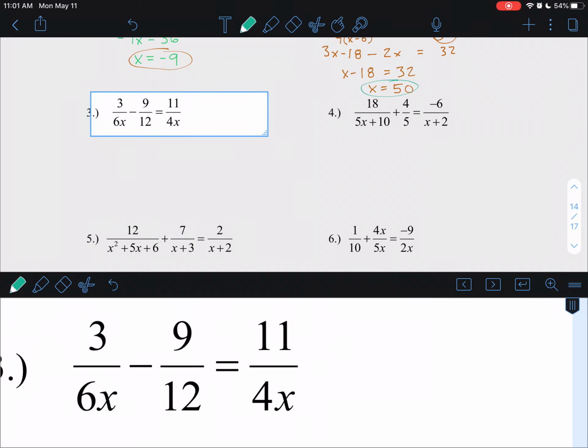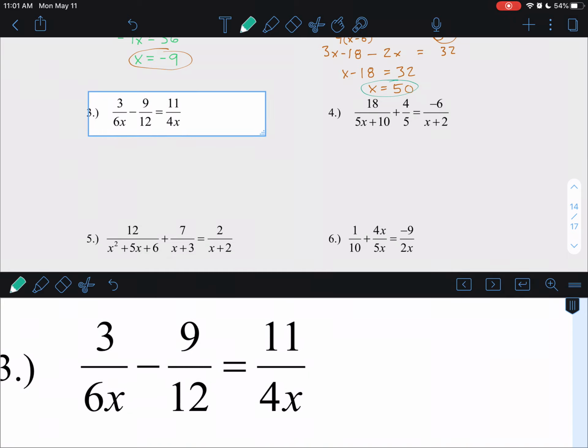So to get this 3 over 6x to something over 12x, I'm going to have to multiply it by 2 over 2. This 12 already has the 12 that I want, but it needs the x, so I'm going to have to multiply by x over x. And then this 11 over 4x, I want to get that to something over 12x, so I'm going to have to multiply that by 3 over 3, because 4 times 3 is 12.